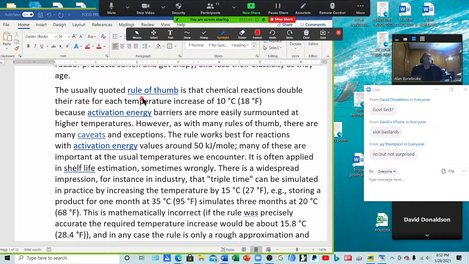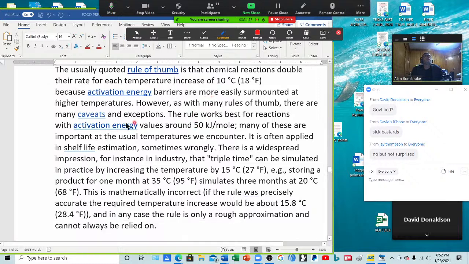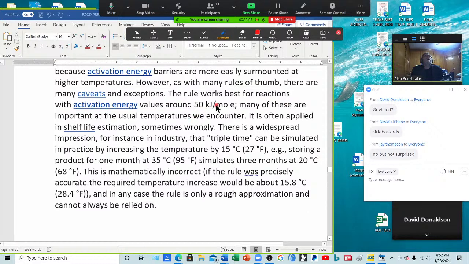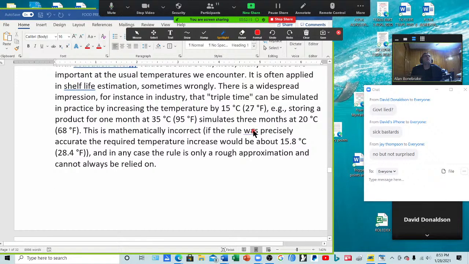The usually quoted rule of thumb is that chemical reactions double their rate for each temperature increase of 10 degrees centigrade, or 18 degrees Fahrenheit, because activation energy barriers are more easily surmounted at higher temperatures. However, as with many rules of thumb, there are many caveats and exceptions. The rule works best for reactions with activation energy values around 50 kilojoules per mole. Many of these are important at the usual temperatures we encounter. It's often applied to shelf life estimations, sometimes wrongly.